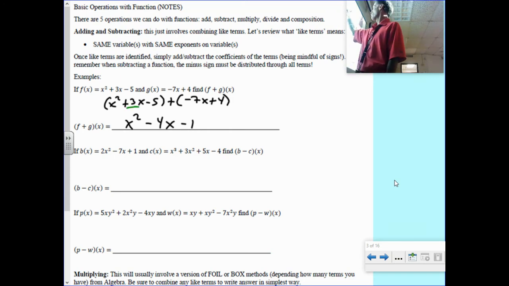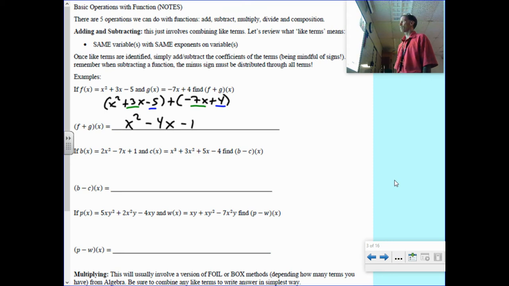So if you want to underline your like terms, that's never a bad idea, just so you can keep it straight. And then just watch your signs. You just combine the coefficients. The exponents don't change. The variables don't change. You're just combining the coefficients.